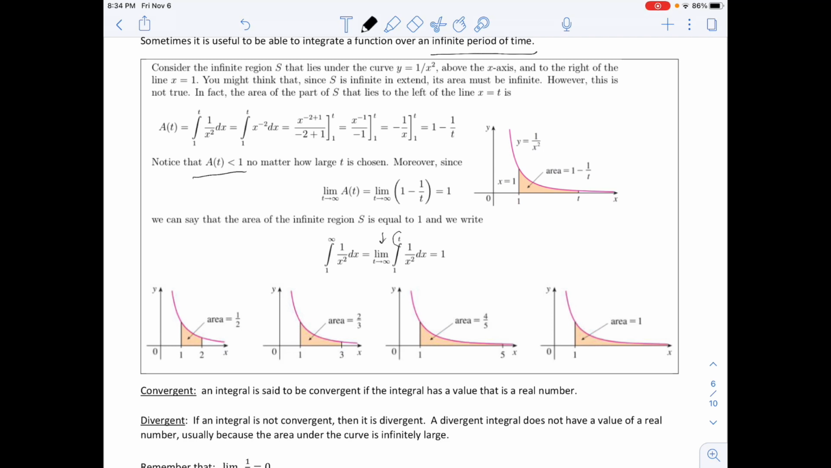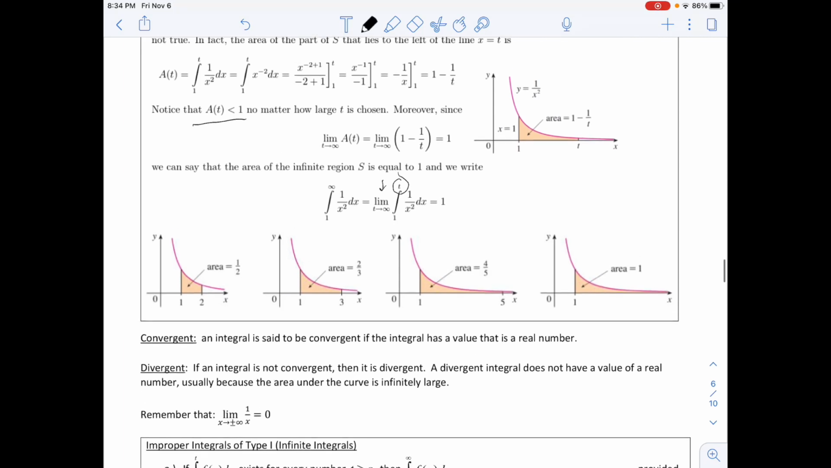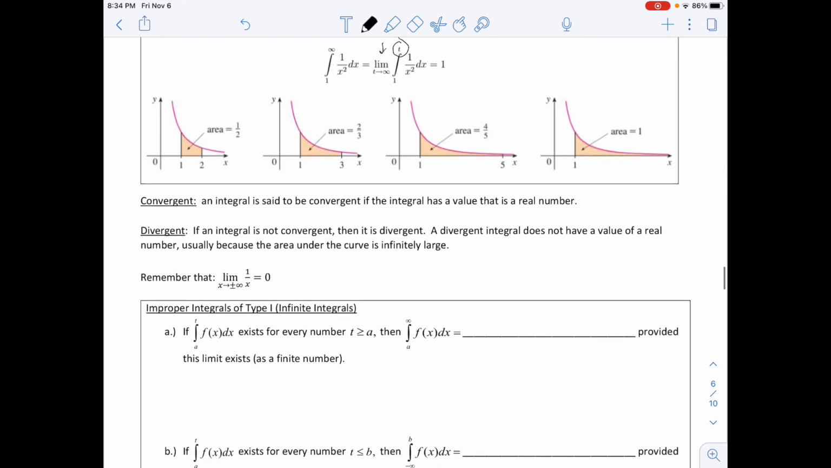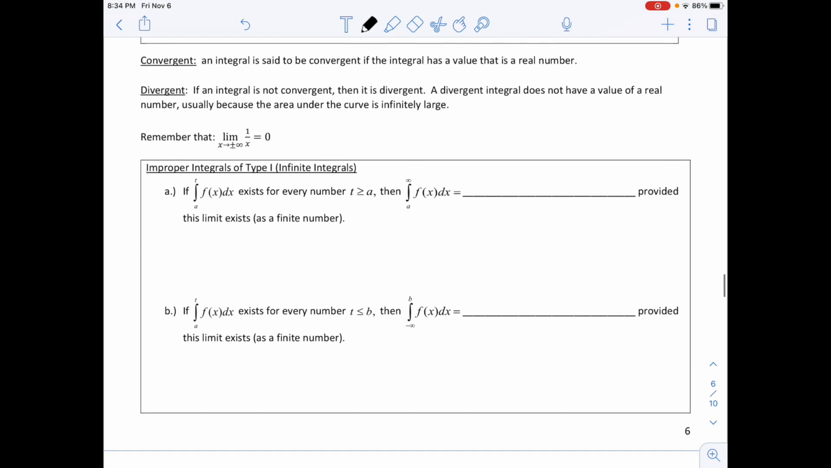And instead of having an infinite sign on our limits of integration, we have now replaced that with a variable. And that variable, we are taking the limit of it as it approaches infinity, or negative infinity if it was a lower limit of integration of our function. So we have a couple keywords here. The keywords for this section are going to be convergent and divergent, or converges and diverges.